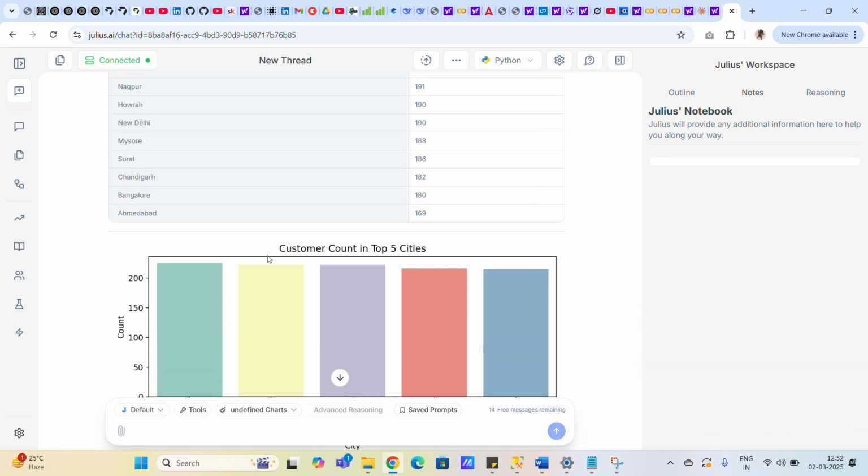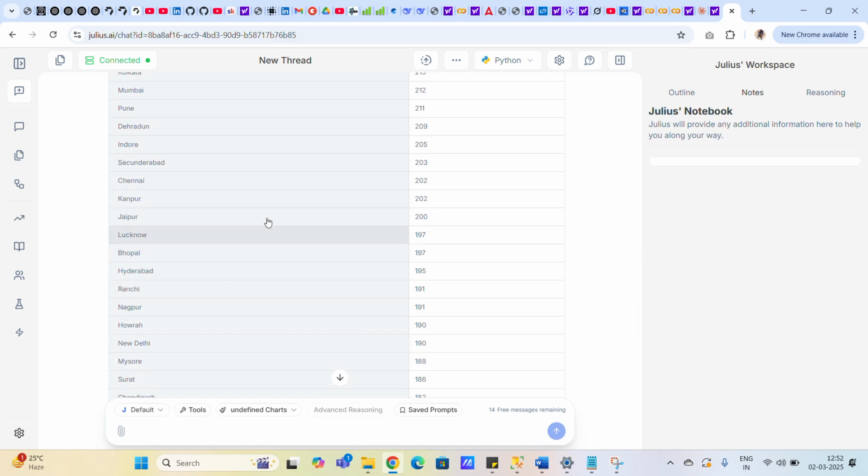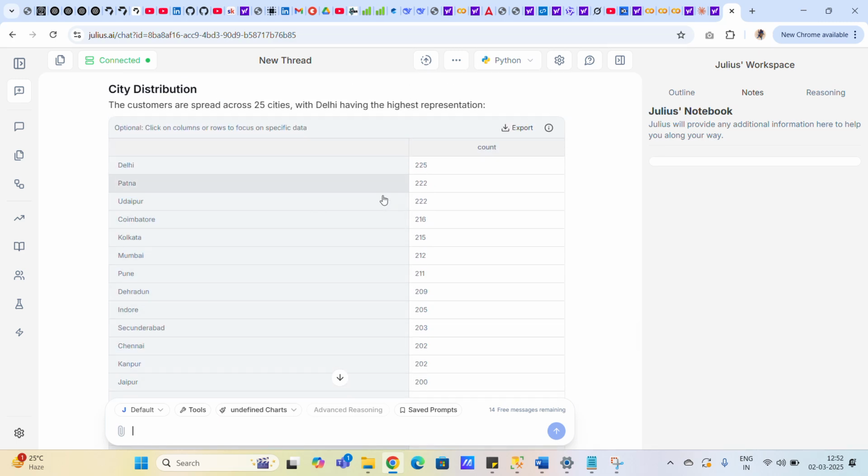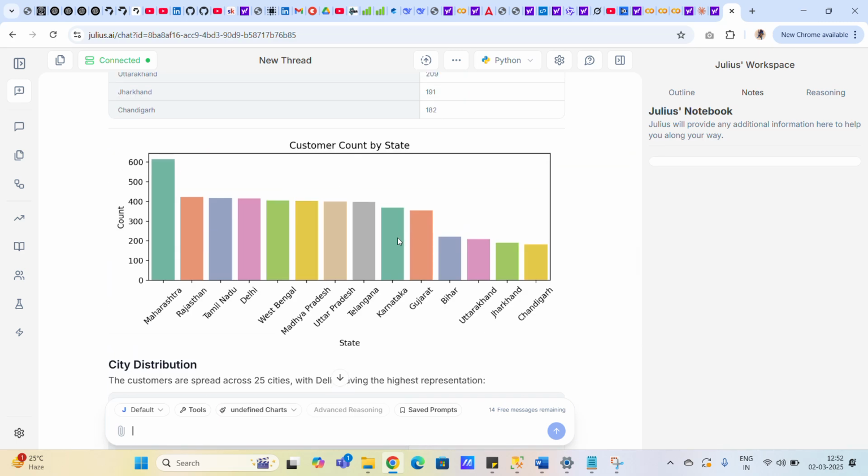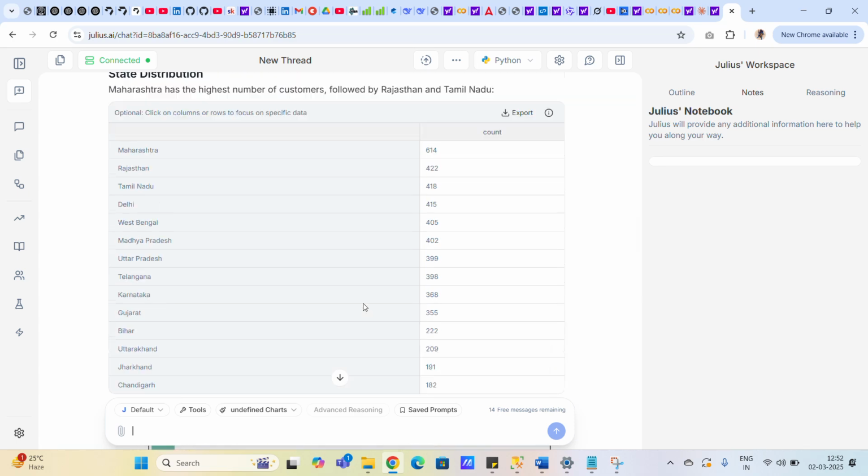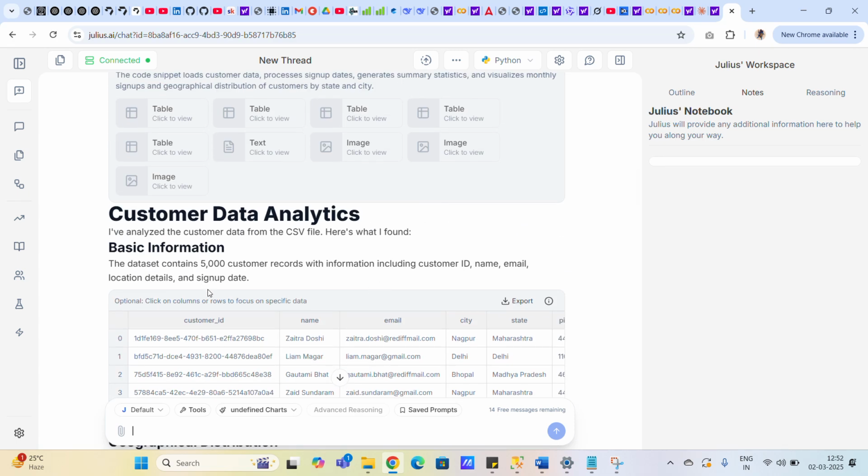Then we have the customer count in the top five cities. This is the total count across all cities. Then we have the customer count by state. Then we have basic information of the customer analytics. I have fed only the customer data, so it will give the information of the customer analytics only, right?